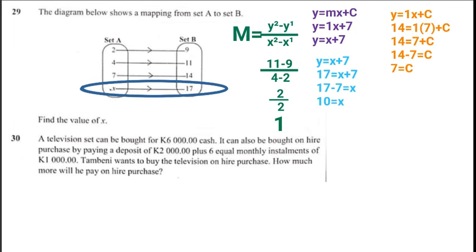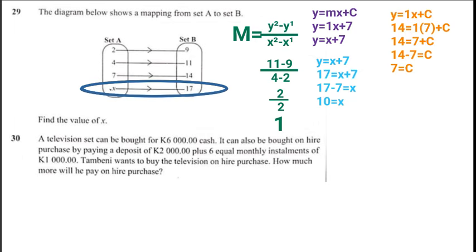Okay, now let's go to question number 30. A television set can be bought for 6,000 kwacha cash. It can also be bought on hire purchase by paying a deposit of 2,000 plus 6 equal monthly installments of 1,000. Tembani wants to buy the television on hire purchase. How much more will he pay on the hire purchase?